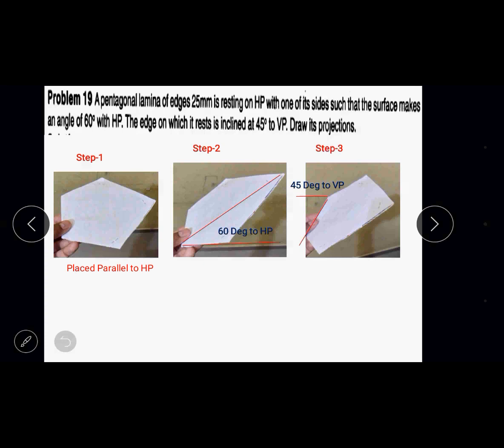So type 1: triangular lamina, then square lamina, rectangle lamina, and then this is the fourth problem. So you find the same similarity. The concept is similar, only the variation in lamina you find. So I'll just go ahead with this.